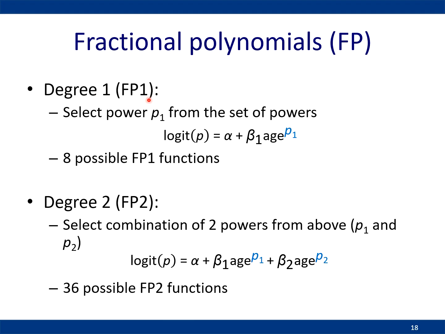So if we were to use degree 1, remember this is just selecting a single power from that set, we would just fit the model, so now using age to that power. And because there are 8 possible functions that could be selected, there are 8 possible FP1 functions for this. On the other hand, if we were to increase flexibility to degree 2, so this is referred to as FP2 functions, then we would select a combination of 2 possible powers from that set of 8. So here we would use the first term using the first power and the second age term using the second power. And because there are 8 functions, there's a possible 36 combinations of these 2.